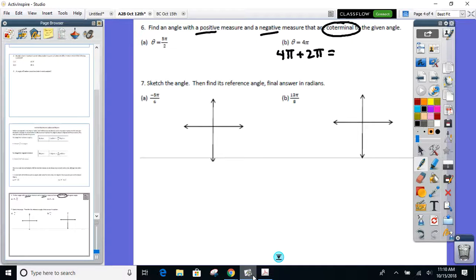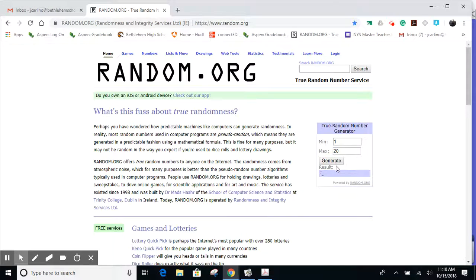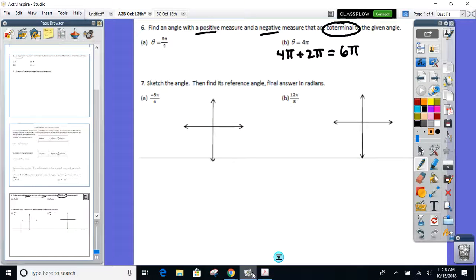So what's my first positive angle there? 6 pi. How can I find the negative angle now? I got the positive 6 pi. How can I find the negative version now?